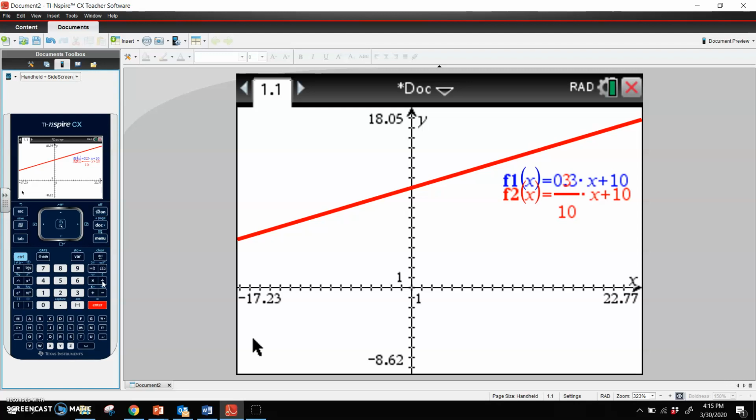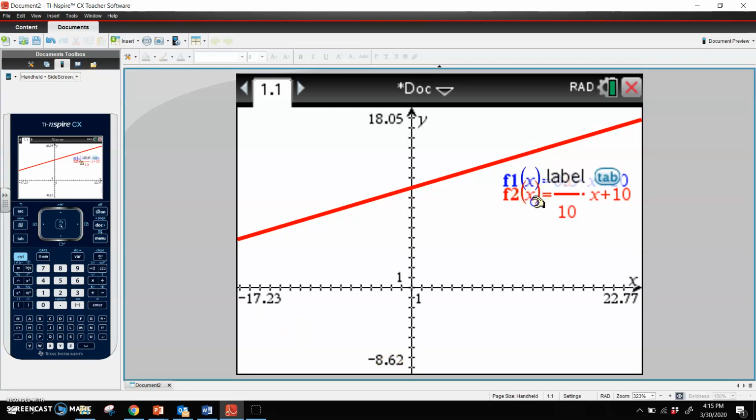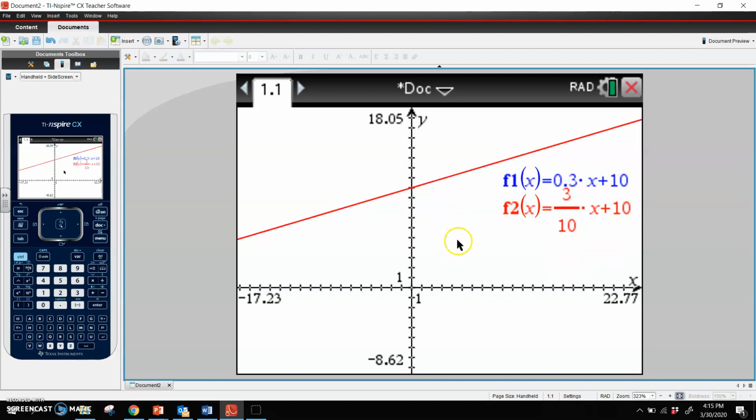Now that should make sense because if we look at these two functions that we have, they have the same y-intercept, so it makes sense that they both cross there. But then 0.3 is actually 3/10. So these are two different ways to write the same slope. So we should be able to identify that it's the same line.